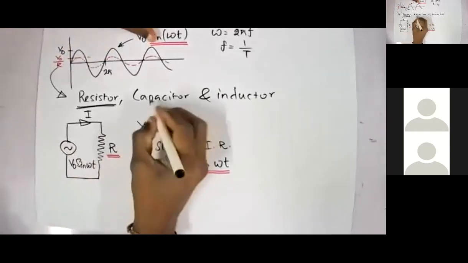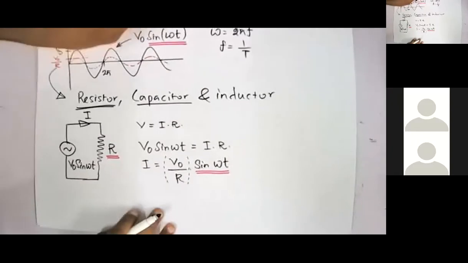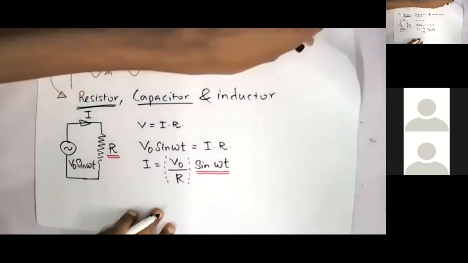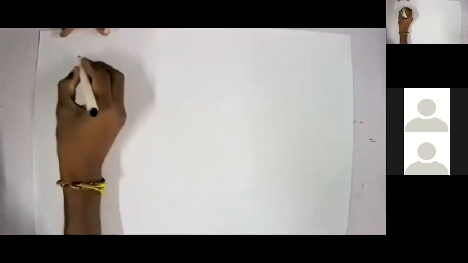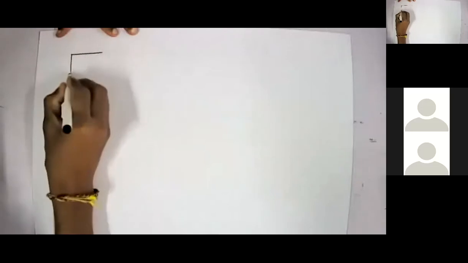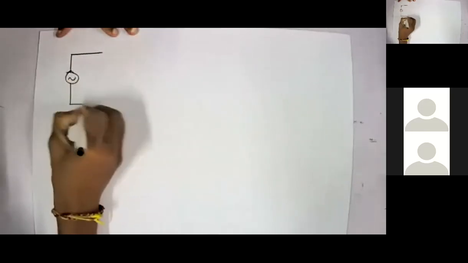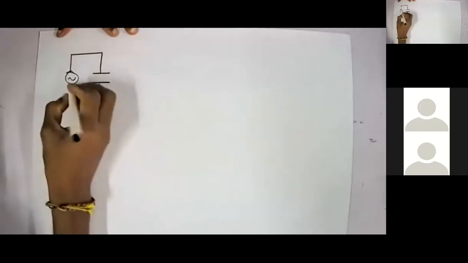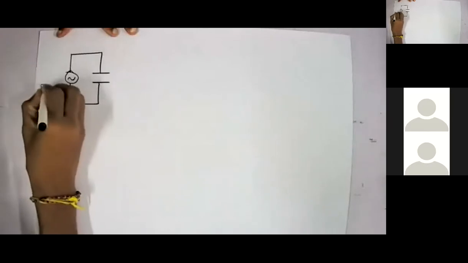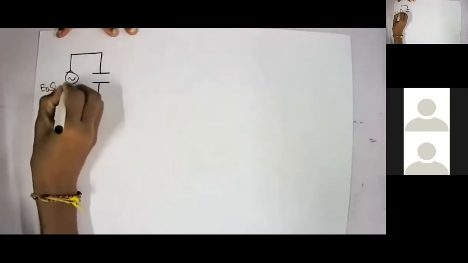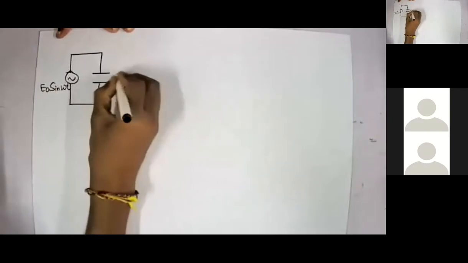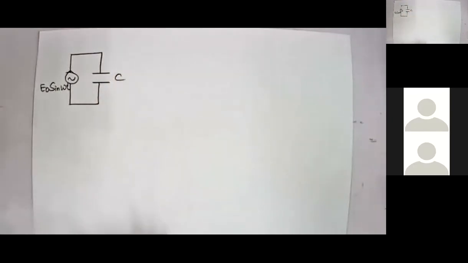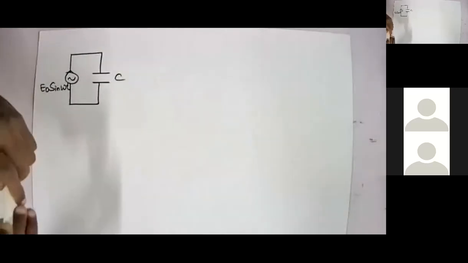Now we'll move to the capacitor. Again, this is the same E naught sine omega t, and then I have a parallel plate capacitor. This is a parallel plate capacitor with a capacitance C.